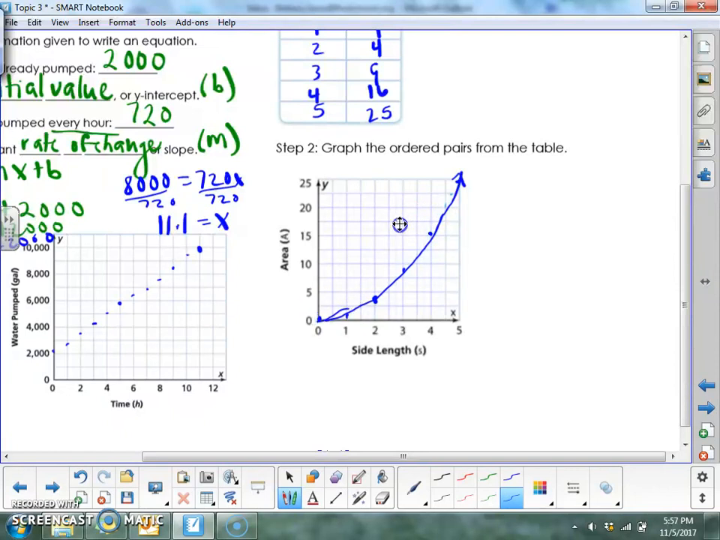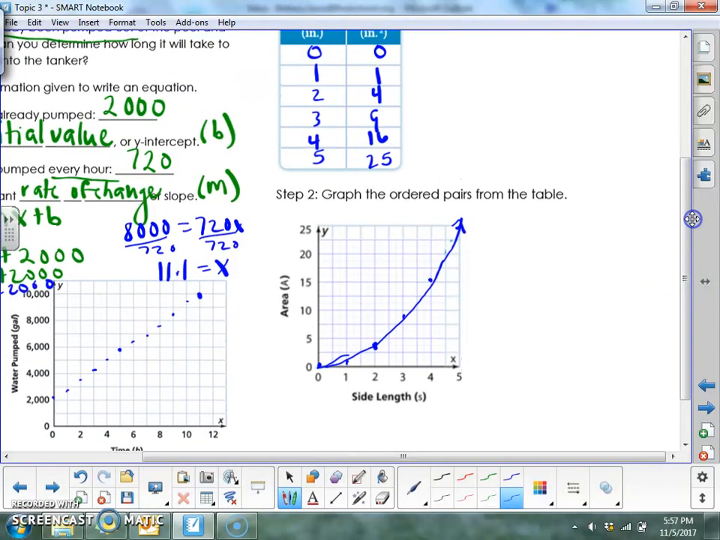Looking at our table of values up here, each of our inputs, our x values, had only one output that went with it, and because of that, it's a function. But because it curves like this, it's not in a straight line. There's no slope or anything like that. We say that this is a non-linear function.